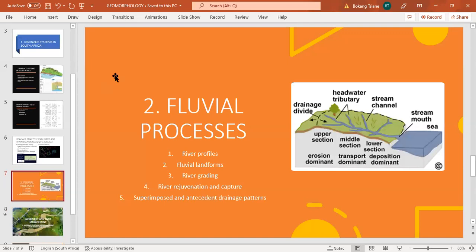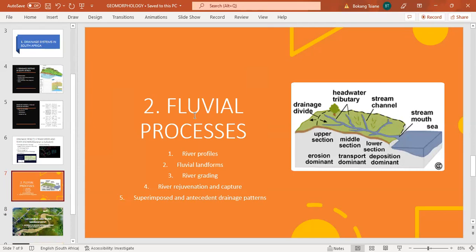And then after drainage systems, we're gonna do fluvial processes. The fluvial processes are also in the textbook. So basically what we are doing, we're gonna start at the mountain and we're gonna end at the sea. And we're gonna check the processes that occur between the mountain and the sea. We're gonna check the landforms.